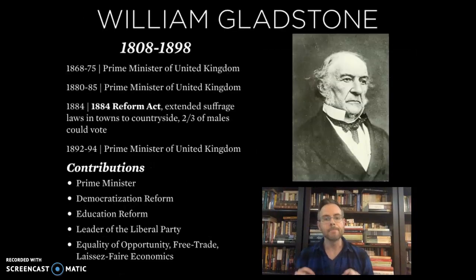Let's talk about the main 19th century figure that promoted democratic processes and mass democracy in 19th century England. William Gladstone held the role of Prime Minister of the United Kingdom 3 times, from 1868 to 1875, from 1880 to 1885, and from 1892 to 1894. In 1884, he created a major reform act that extended suffrage laws in towns to the countryside, so that basically 2/3 of males could vote at that time.